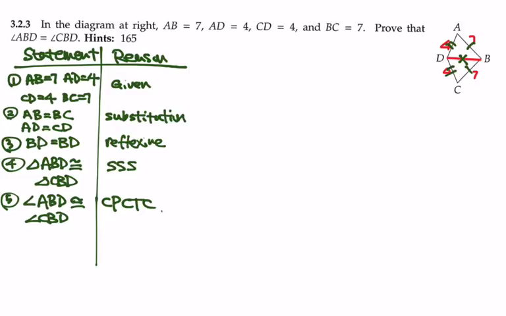Once you write that up, as you can see over here, notice that I used the substitution postulate. Once you write that up, and then through reflexive, those two triangles are congruent. Hence, we can say those two angles must be congruent to each other through CPCTC. All right. Let's move on to the next question.